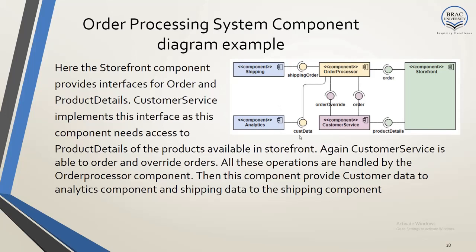And the analytics component uses the customer data provided by the order processor to generate different types of analytics, or different types of graphs, or different information related to orders and customers. Okay, so that's how this whole system works together, and this is an order processing system example. Now let us look at another one.